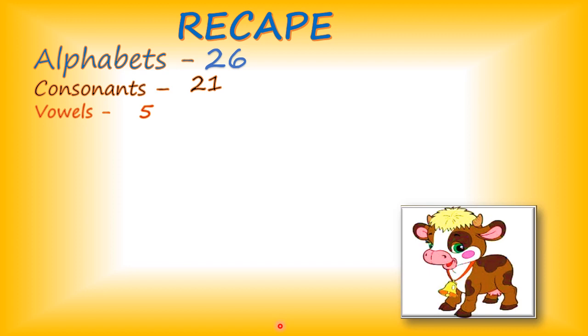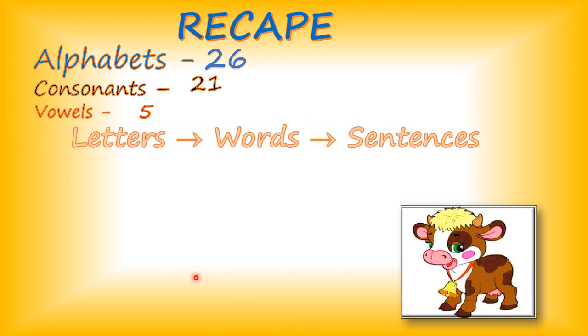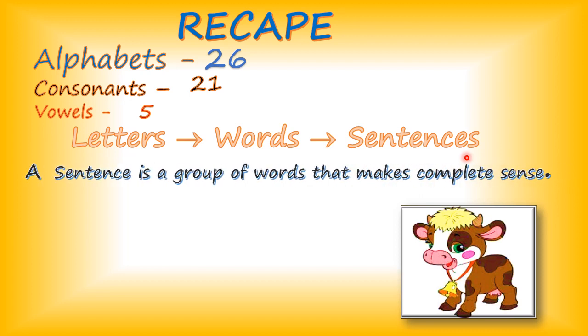How? When we arrange these letters in a group in a proper order that gives meaning, it forms a word. And when we arrange words in a group in a proper order that makes sense or that gives meaning or conveys some message, it forms a sentence. Is it clear, children? I'm repeating again. Letters in a group form a word. Words in a group form a sentence. So now tell me, what is a sentence?